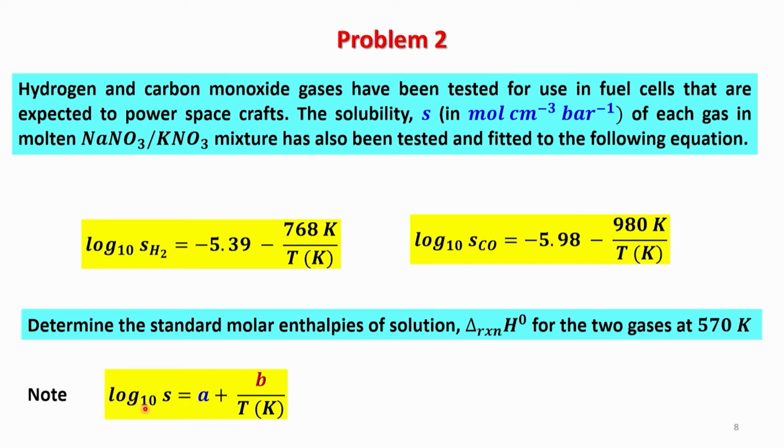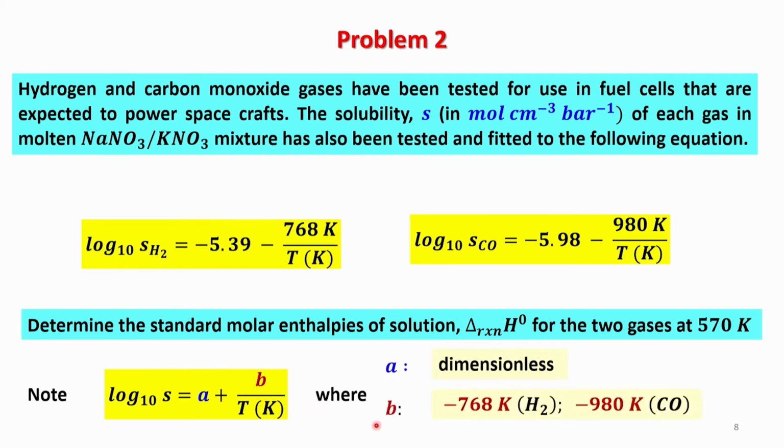So, log to the base 10 of solubility is equal to A plus B by T, where T is in the units of Kelvin. Since I am taking a log to the base 10, you must understand that S must be a dimensionless quantity. It must have been defined with respect to some S naught. So, that also tells me A must be a dimensionless quantity. So, what is going to be B?